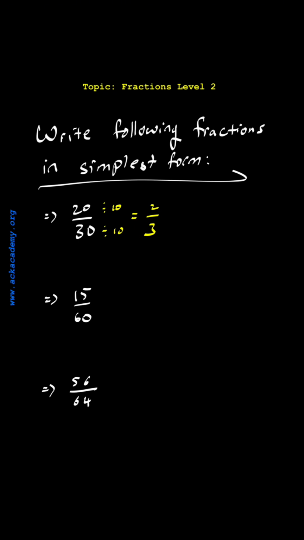All right, let's go to the next one, 15 over 60. In this one, we see that it ends in a 5 and a 0. When it ends in a 5 or a 0, you can divide by 5, because 5 can go into 10, 5 can go into 15, 5 can go into 20, and so on. So let's divide by 5. 15 divided by 5 is 3. 60 divided by 5 is 12.